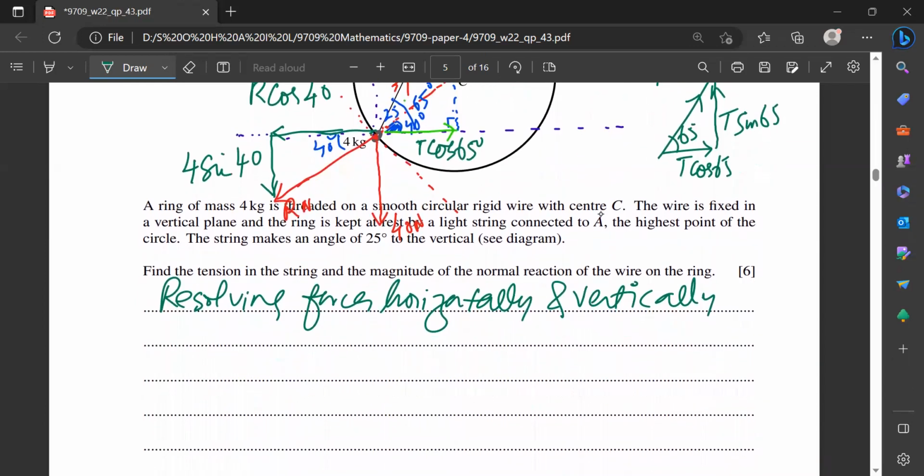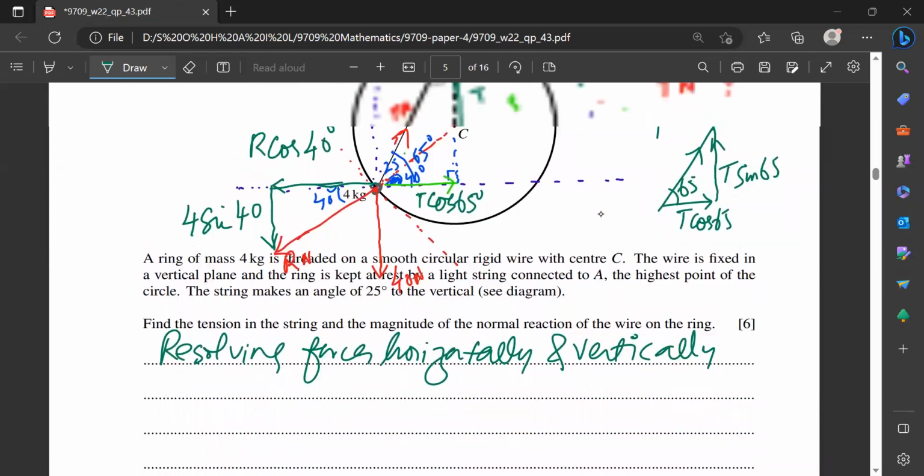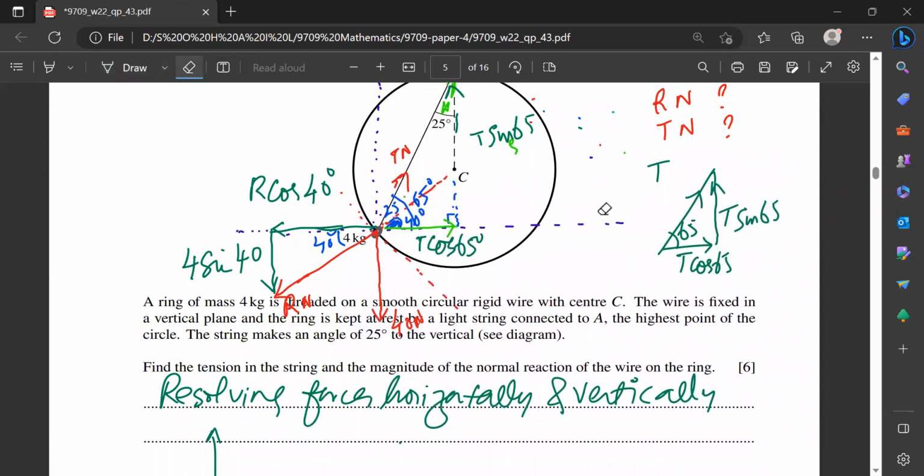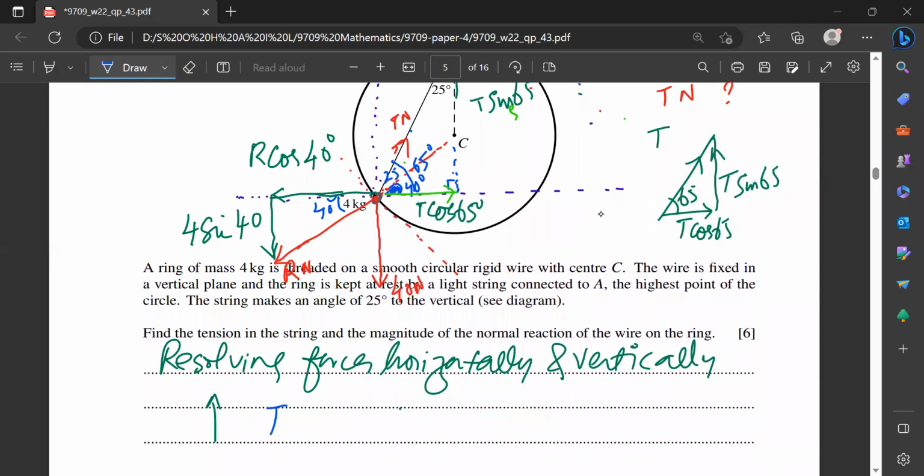Now, using the equilibrium, as the ring is in equilibrium, rightward forces equal leftward forces and upward forces equal downward forces. So first write upward. Can you identify the forces which are acting in the up direction? Yes, T sine of 65 is one force which is vertically up. So T sine of 65 upward, and downwards are 40 plus, I'm sorry, here is R.